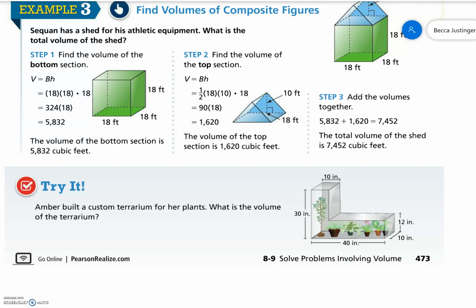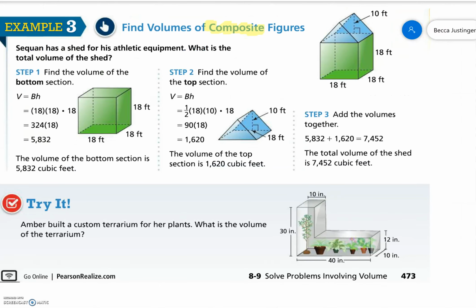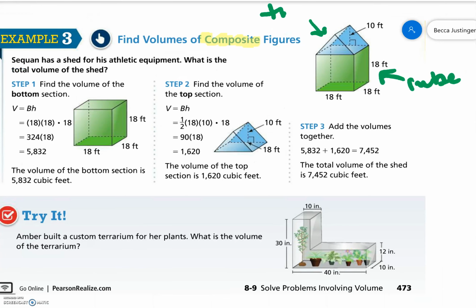Example 3. Find volume of composite figures. Remember that the word composite means it's made up of more than one. So if you can see here, we've got a cube, and we've got a triangular prism. So we need to find the volume of both pieces. And then remember, composite figures, we add them together at the end.